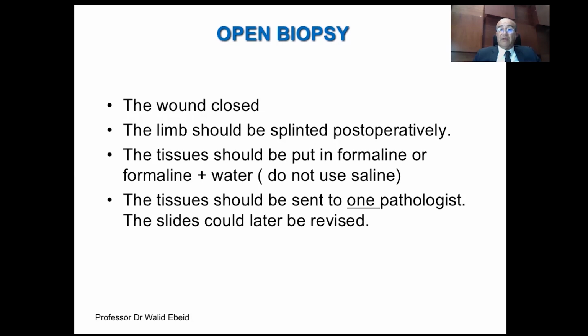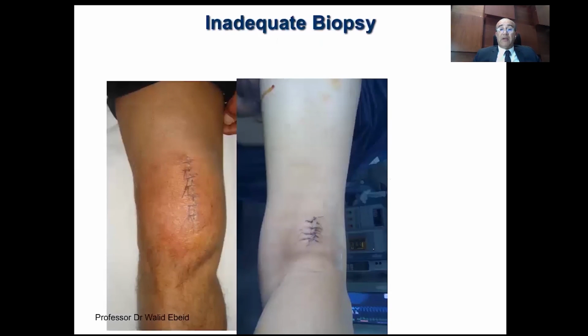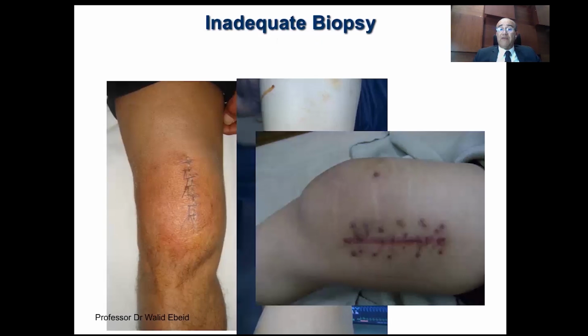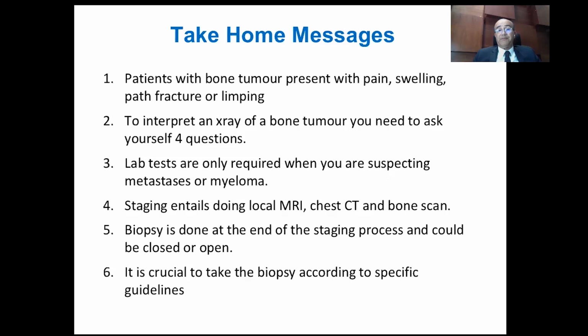The tissues should be put in formalin or formalin with water, never in saline. And the whole tissues should be sent to one pathologist. These are examples of inadequate biopsies. You should never do this. You should never let the biopsy tract pass through the rectus muscles or posteriorly adjacent to the sciatic nerve, or use a drain that exits away from the line of incision, creating another contaminated tract.